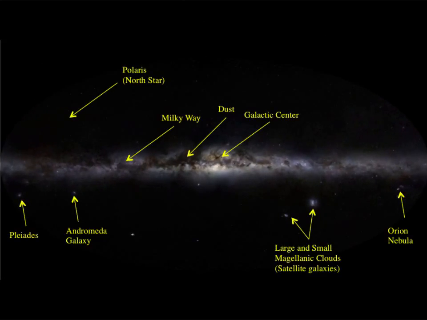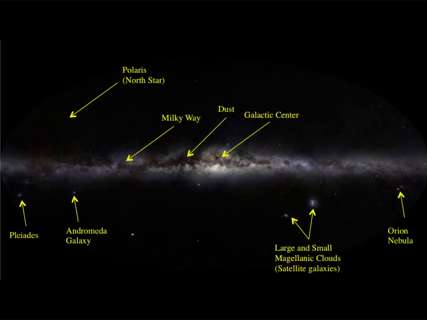So because we've centered this picture on the Milky Way itself, the North Star is not at the top. The North Star is actually off to the upper left, and you can't see it on this image. It is there, but you can't see it. The dark patchy regions you see across the Milky Way are dust.